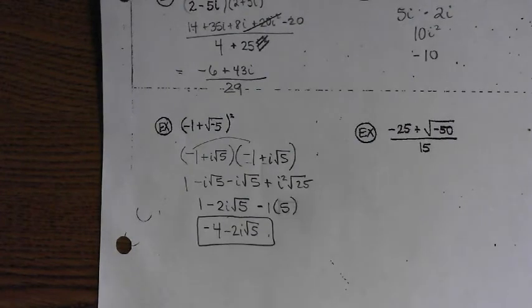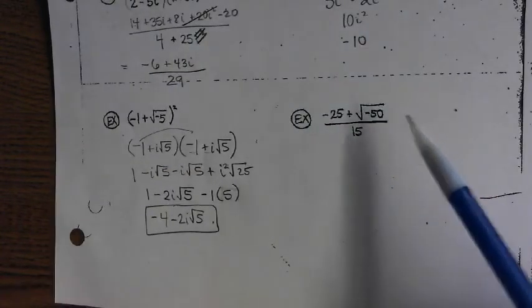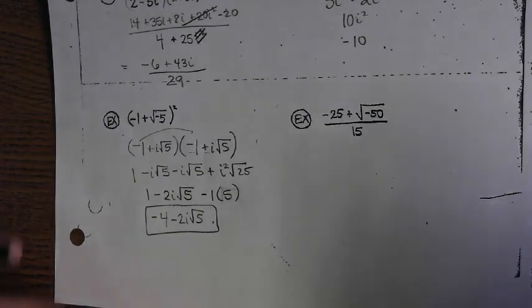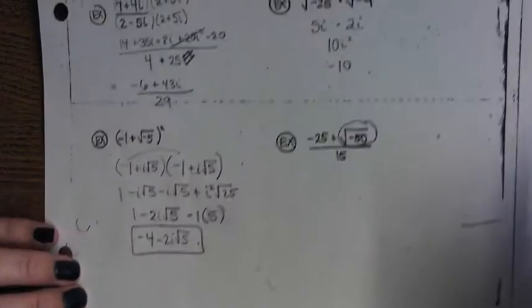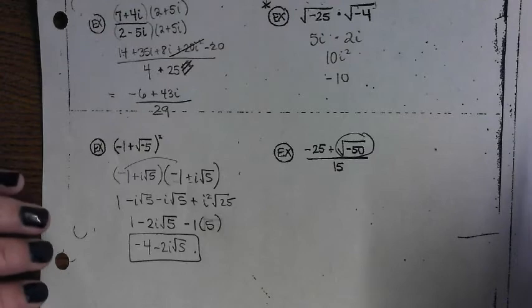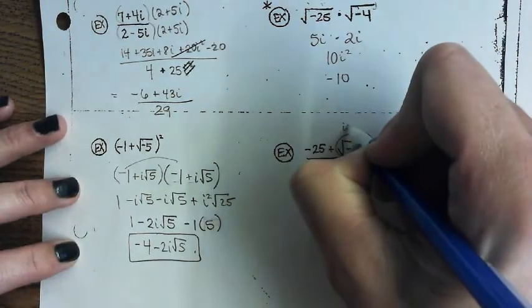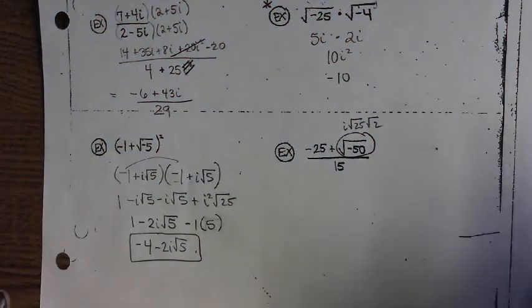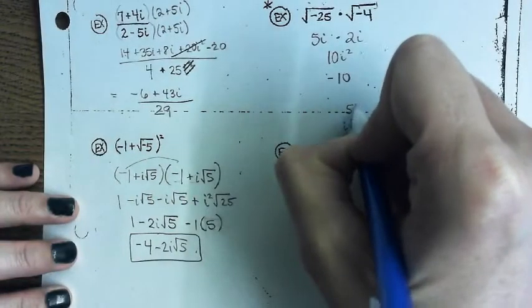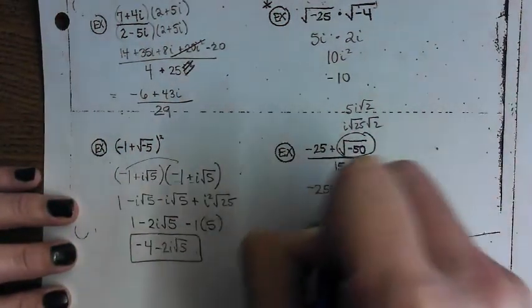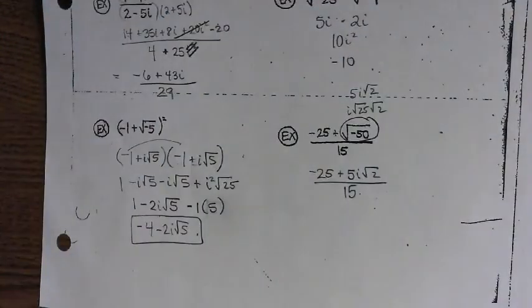Any questions on that? Okay, and our next one, how are we going to simplify the square root of negative 50, Nate? Good, and your radical 25 will actually become 5. So 5i root 2. Very good. So negative 25 plus 5i root 2 over 15.